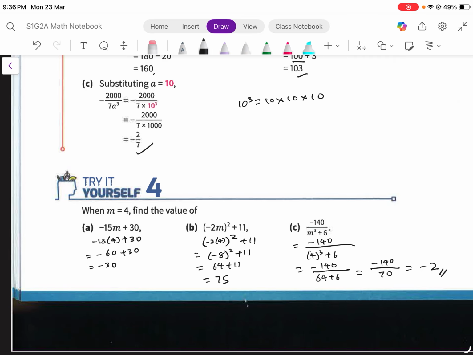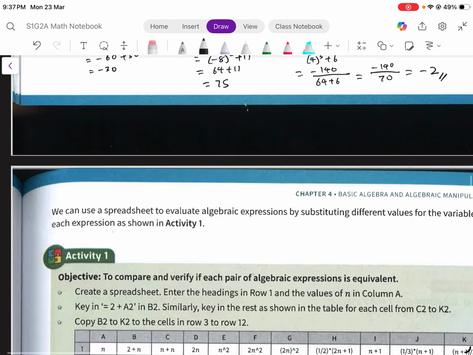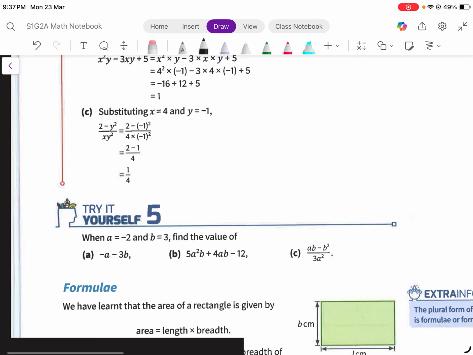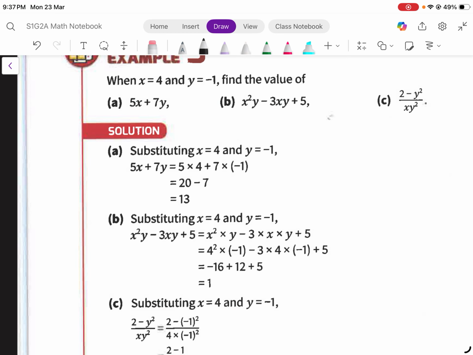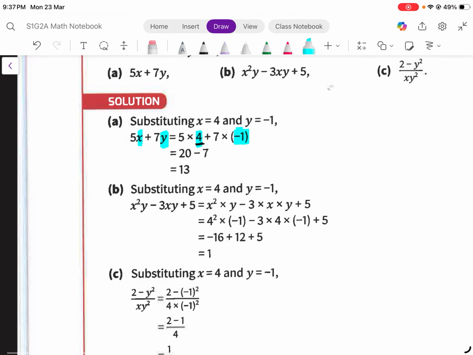Okay, so before doing the try 4, hopefully you pause. I forgot to mention it just now. Try one first. Okay, but I think you'll find that it's very easy. Okay, then moving on. So let's come to this one. So same thing, right? So when x is 4, y is minus 1, find the value accordingly. So when you solve, you just sub in the value, x is 4. Okay, 5 times 4, which is x, y is minus 1. Okay, solve, get your answer.